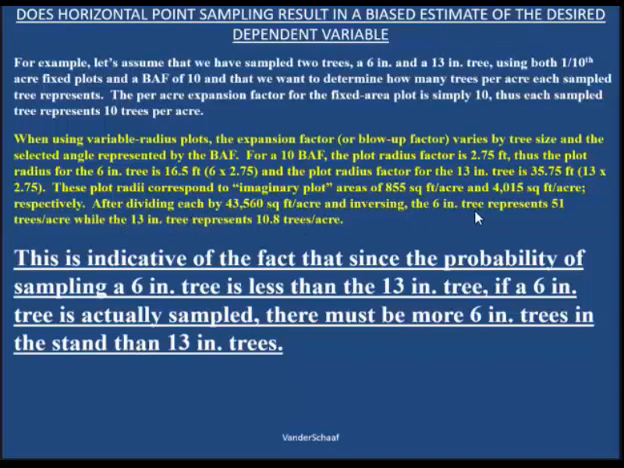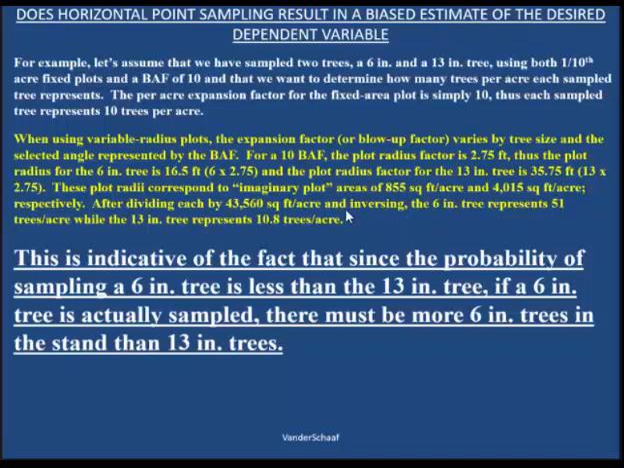All right? So therefore, that 6-inch tree being sampled represents 51 trees per acre, while the 13-inch tree represents 10.8 trees per acre. Now, if there truly were a lot of 13-inch trees out there, you would sample a lot of them, correct? All right? So, once again, you guys, it'll give you an unbiased estimate, theoretically, okay?